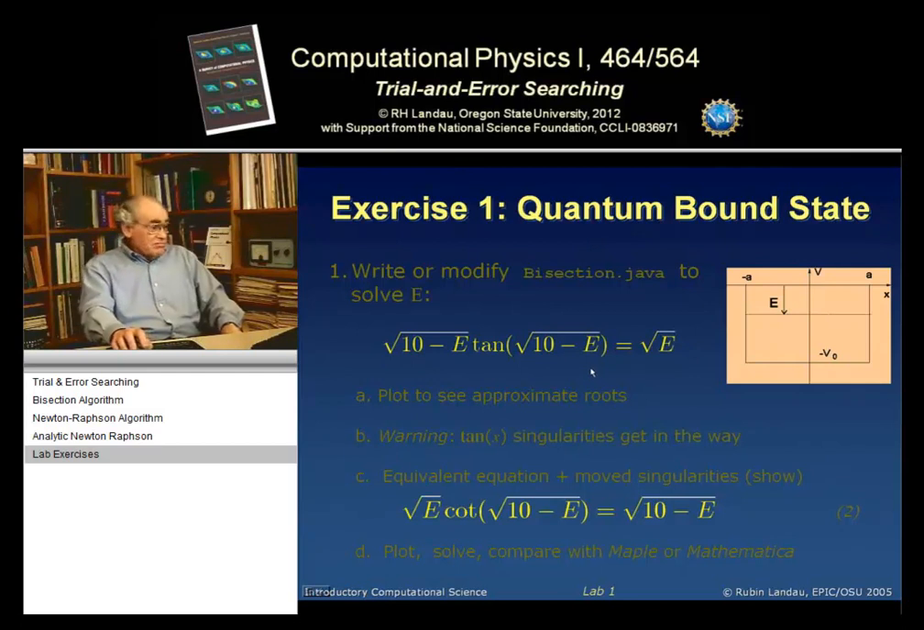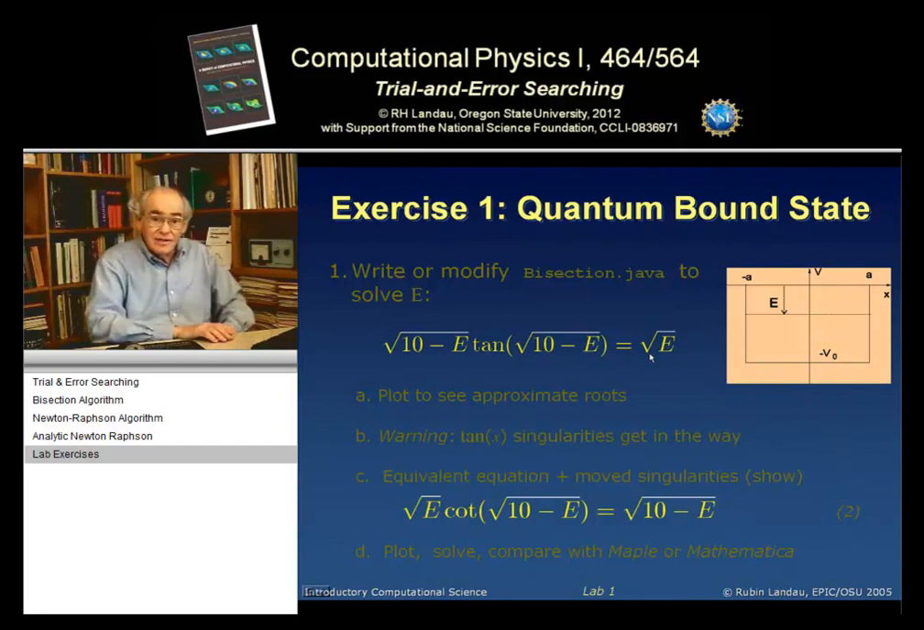This rather simple-looking equation has a lot of quantum mechanics built in, or this rather complicated-looking equation has some transcendental functions built in which are hard to solve for. So the energy E is a solution of this equation. Square root of 10 minus E times the tangent, the trigonometric function, tangent of the square root of 10 minus E, is equal to the square root of 10 minus E. So this is a transcendental equation. It should have a solution, but it has no analytic solution that we can write down.